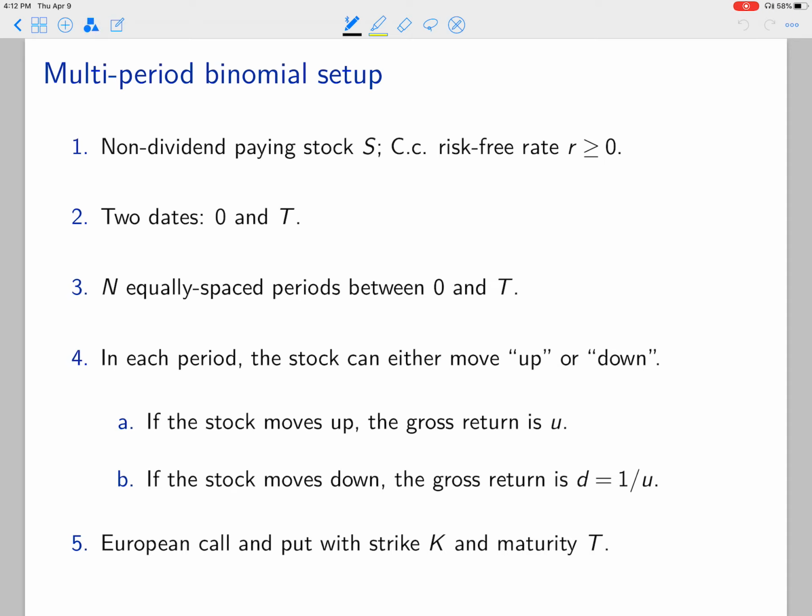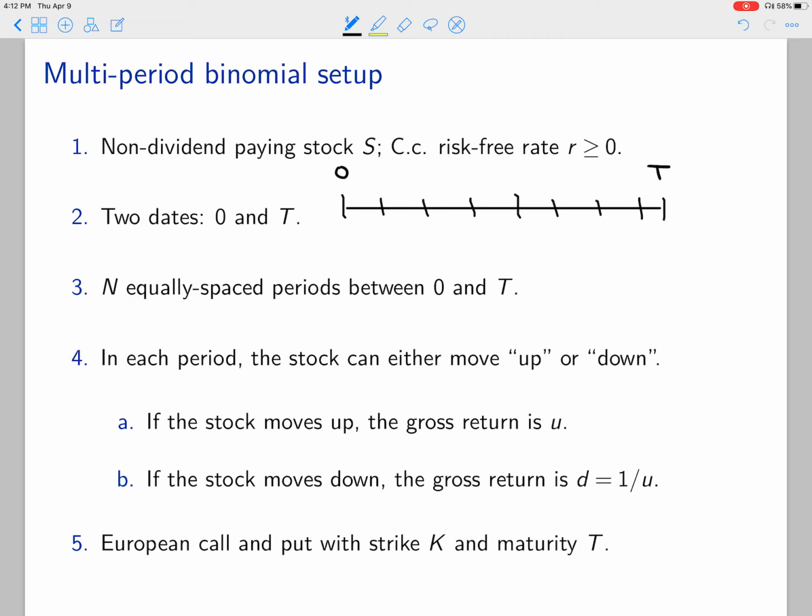So we're going to have two dates, 0 and capital T, but we're now going to have n equally spaced periods between these dates. In the two-period binomial, we just had one additional period between these dates, which is at date little t. We're now going to have an arbitrarily large number of these periods, say n of these periods.